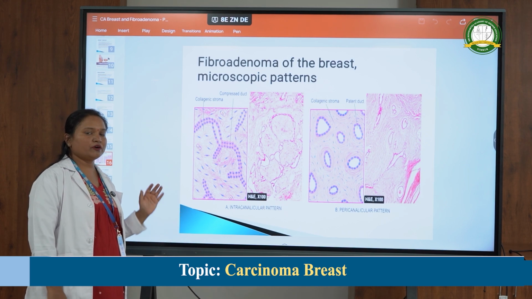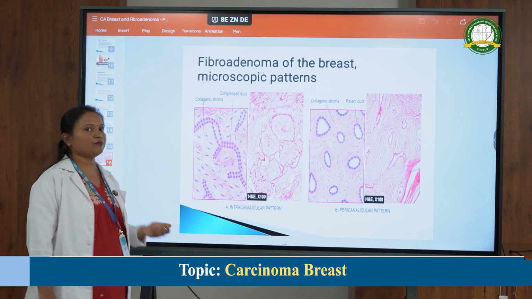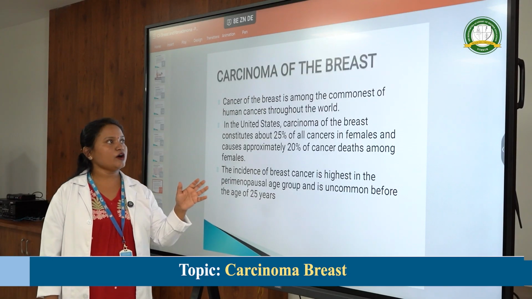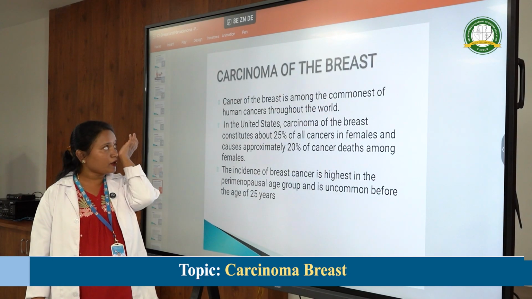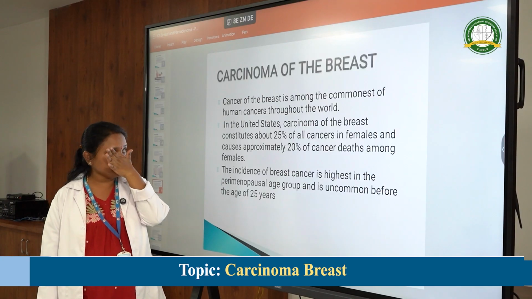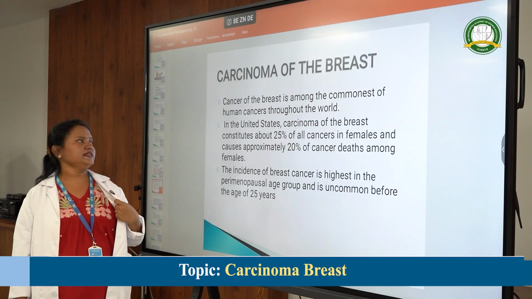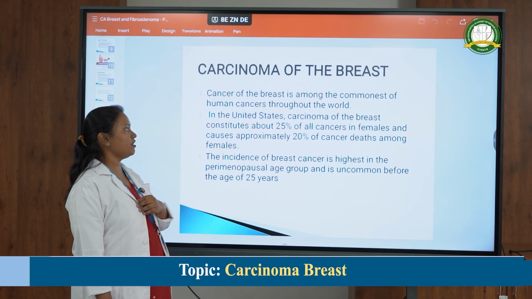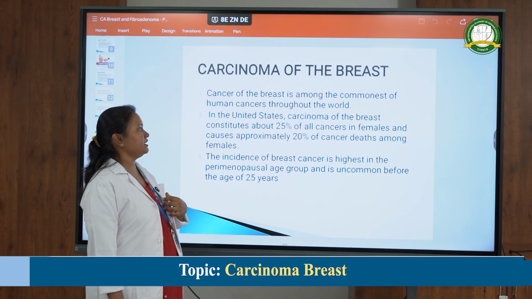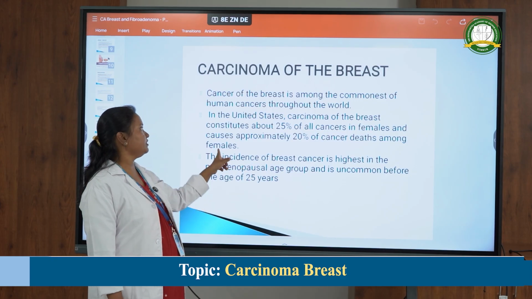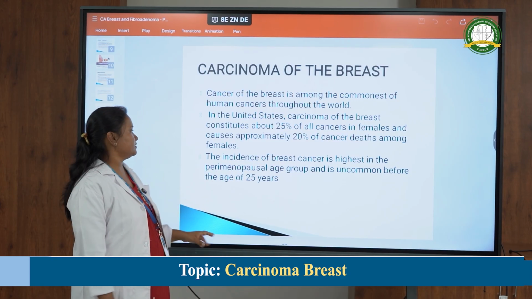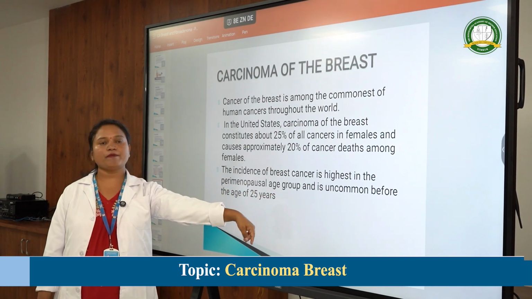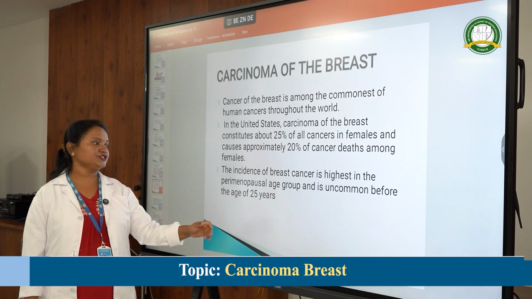Next we are going to see carcinoma of the breast. Carcinoma of the breast is among the commonest human cancers throughout the world. It is more commonly seen in the US. It constitutes about 25% of all cancers in females. Approximately 20% of cancer deaths among females are because of breast cancer. The incidence of breast cancer is highest in the perimenopausal age group, and it is uncommon before the age of 25 years.